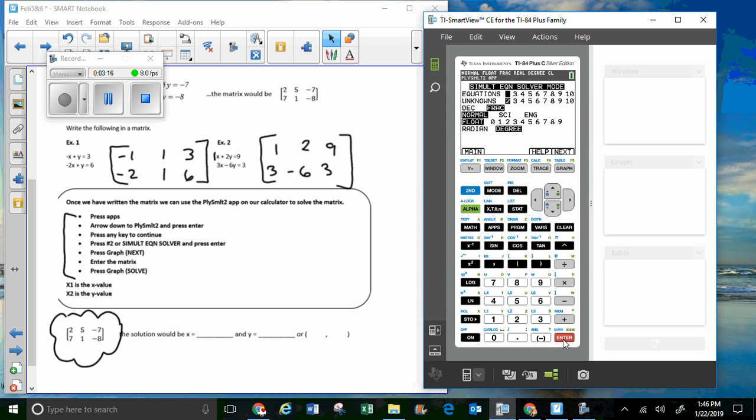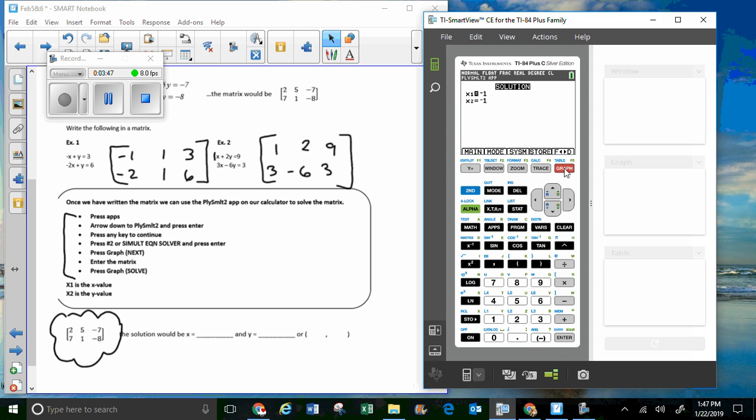Now this screen you should not change anything on. If you accidentally change something, you don't know what it should have been, then go ahead and reset your calculator and it'll get it back to the default settings. But here you should just hit next, which is the graph button. And now I'm going to type in my matrix. So I'm going to hit 2, enter, and it'll bring me to the next, 5, enter, negative 7, enter, 7, enter, 1, enter, negative 8, enter.